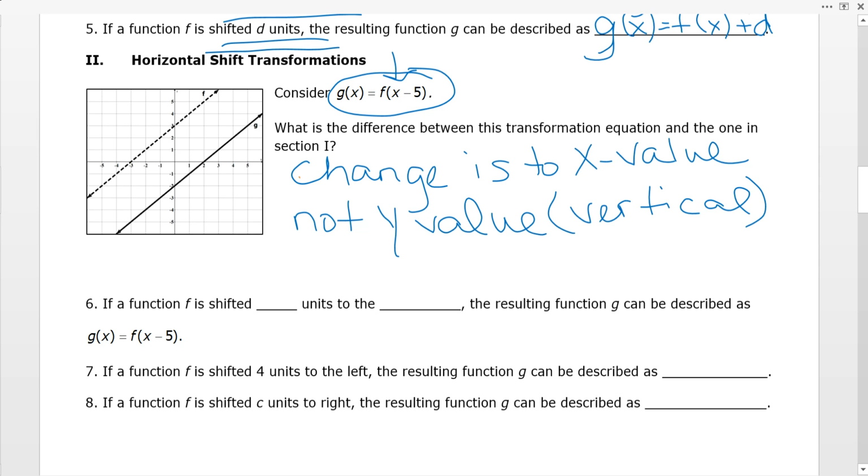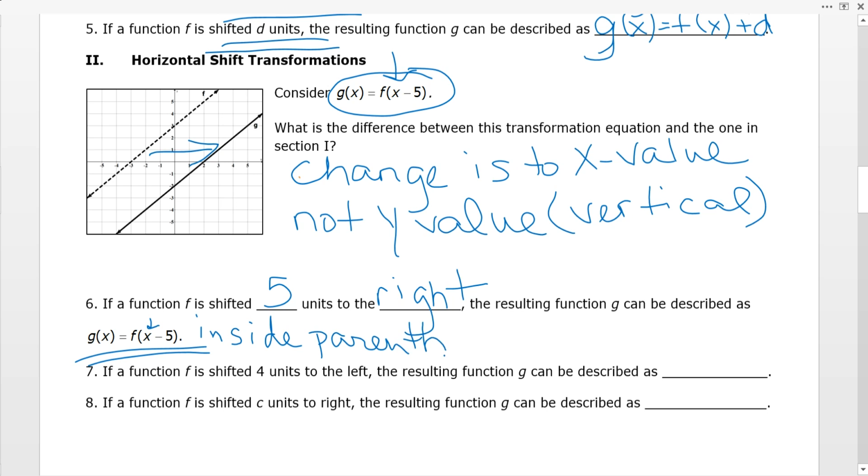Okay, so if a function is shifted 5 units, and look which way the line went. The line went to the right. Then we end up with g of x equals f of x minus 5. And it's important to know that for horizontal shifts, because of the changes happening inside the parentheses, it is always opposite.